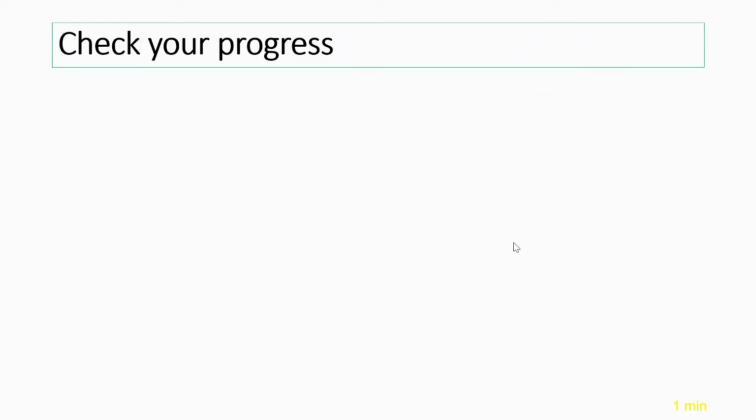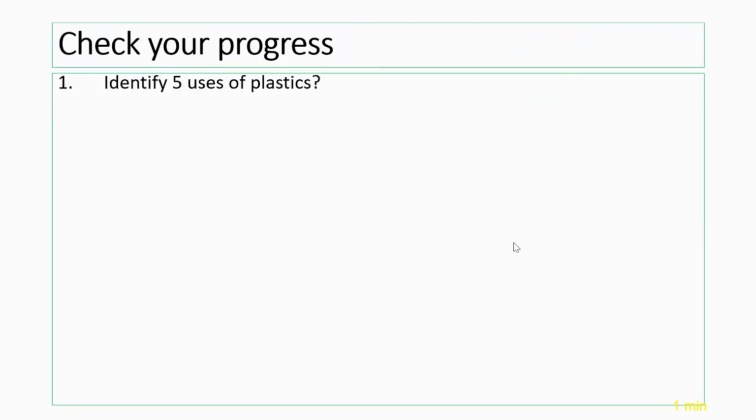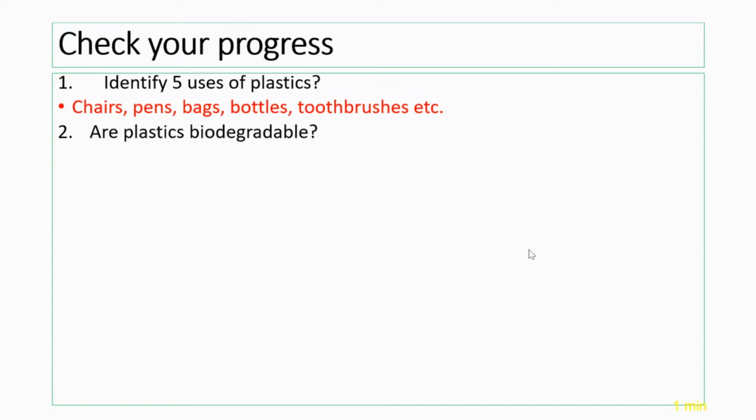So let's review your answers. 5 uses of plastics. You probably could have come up with 100, so I've just come up with 5 that I had on the screen. Chairs, pens, bags, bottles, toothbrushes, but there are loads and loads of different uses of plastics. Are they biodegradable? No, they're not. They don't break down over time.